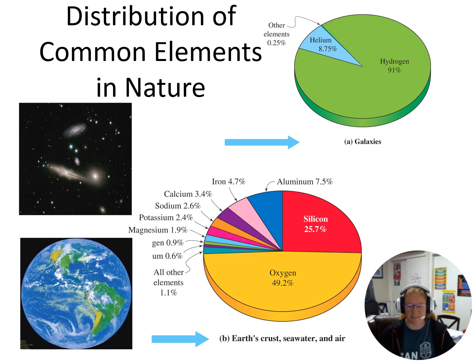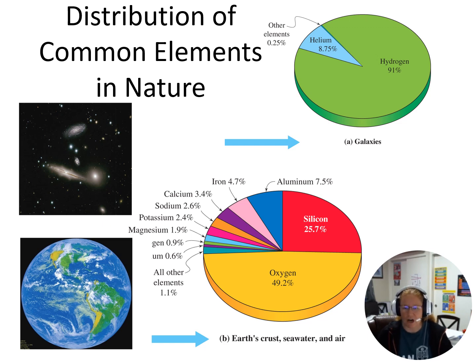So just some interesting stuff about the elements. We have different compositions. So our galaxies, a huge portion of the galaxy is all hydrogen. There's a bunch of helium, and then all the other elements actually only make up 0.25% of the known galaxy.